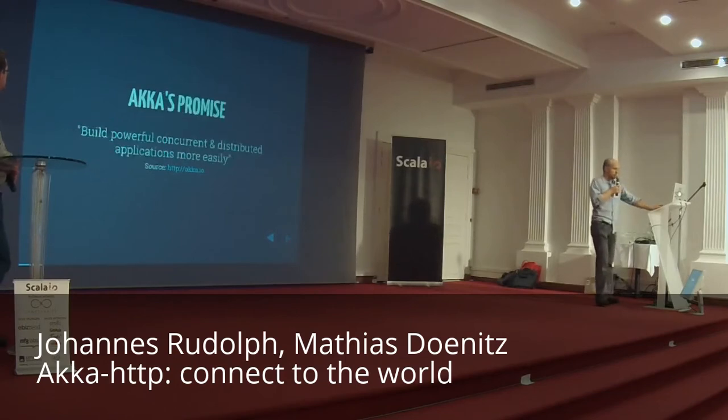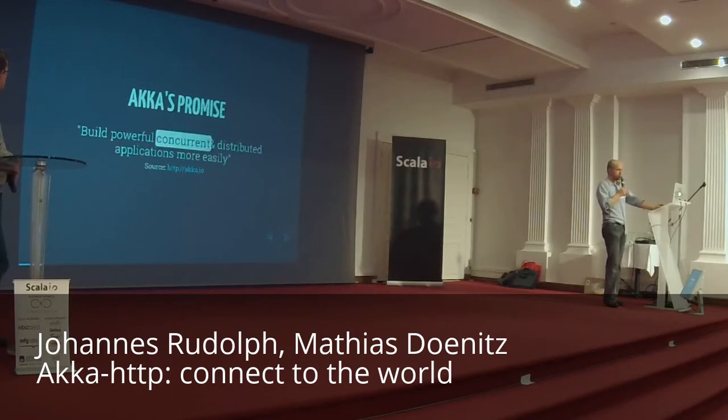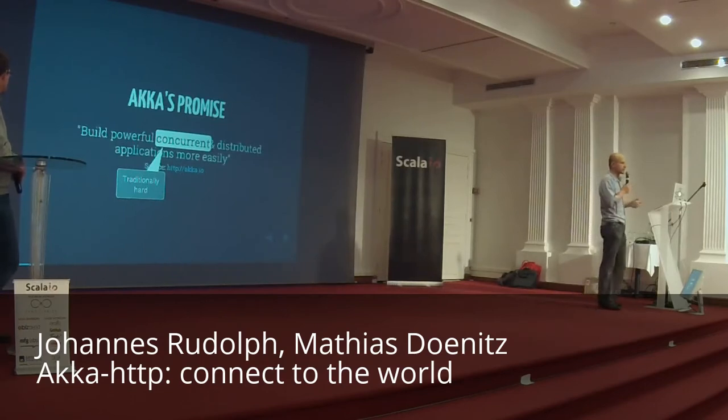The promise is a bit more catchy. It says Akka wants to make it easy to build powerful and concurrent distributed applications. There are two important things in here: concurrent and distributed. Concurrent is traditionally hard, as most of you probably know from working with threads or trying to coordinate and make sense of all the work that you want to do on the highly parallel machines that we have nowadays.